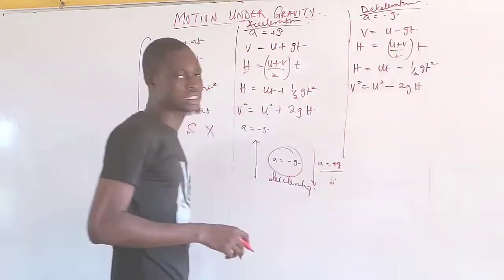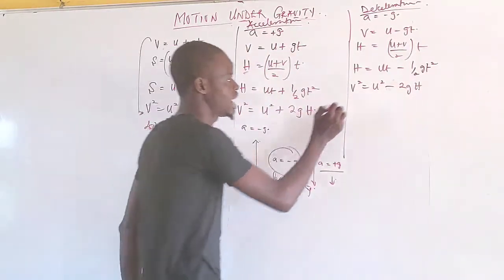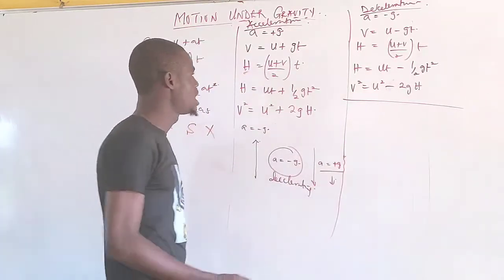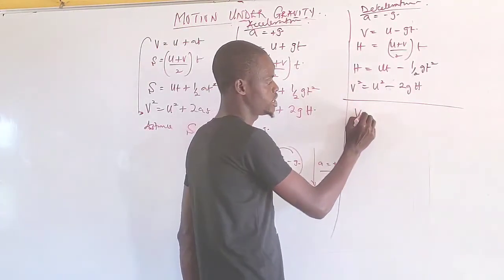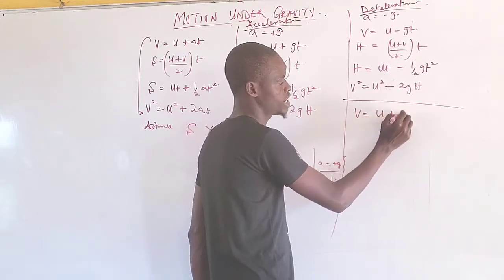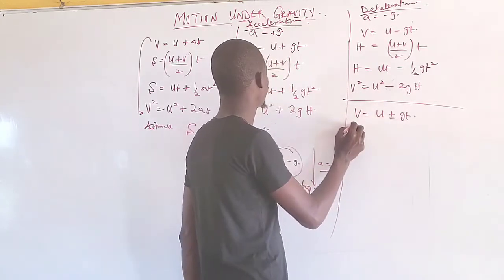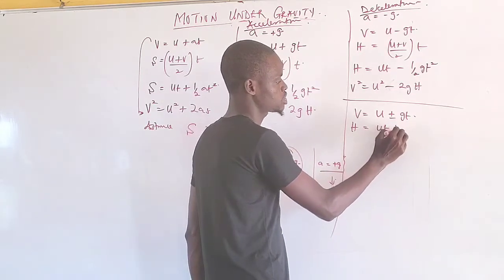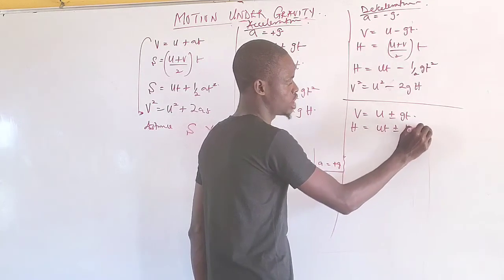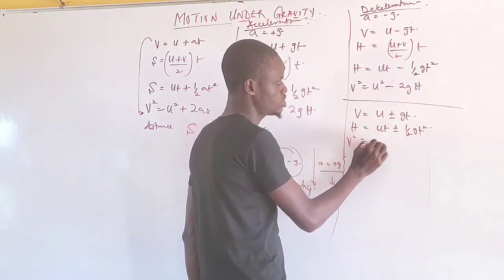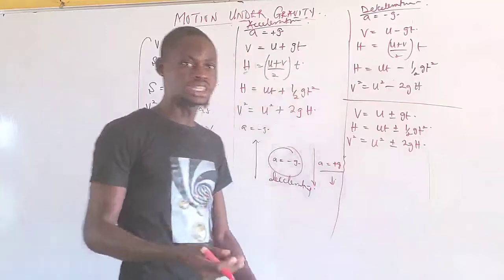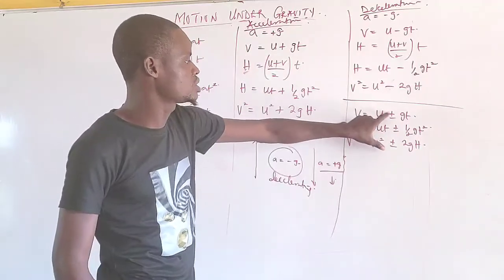While this one is for acceleration. So I can easily write the general form of the equations of motion under gravity as v equals u plus or minus gt, h equals ut plus or minus half gt squared, and v squared equals u squared plus or minus 2gh. This simply means that if the body is accelerating, we tend to use positive.